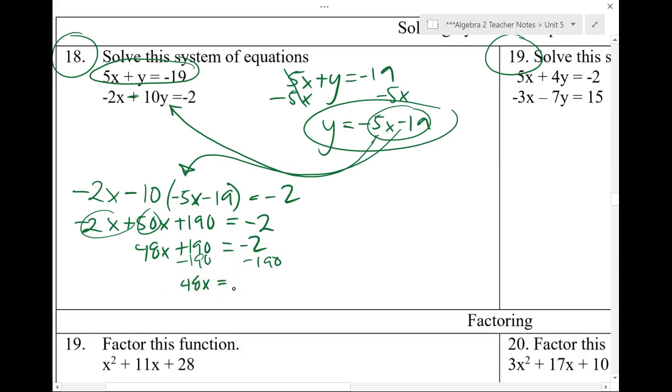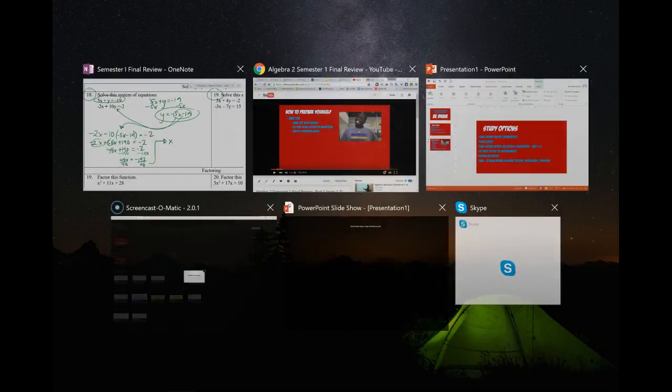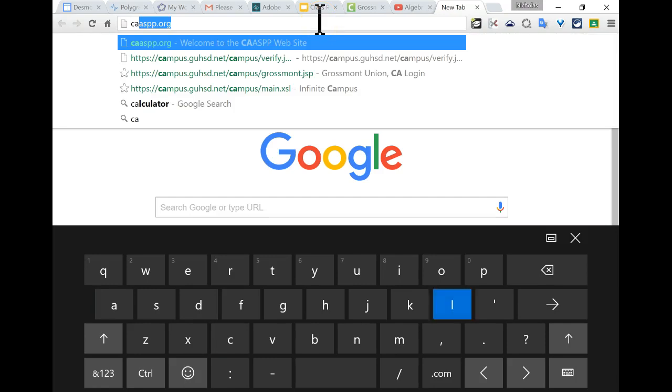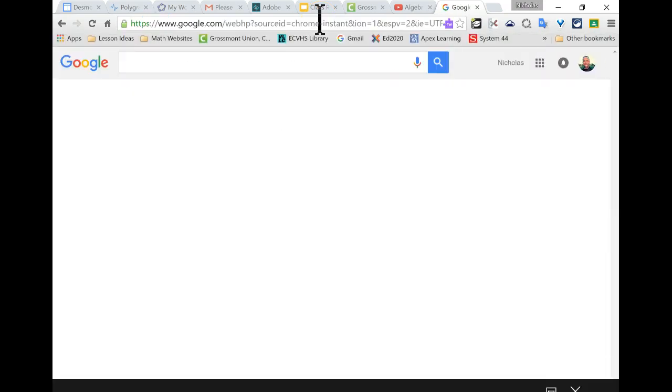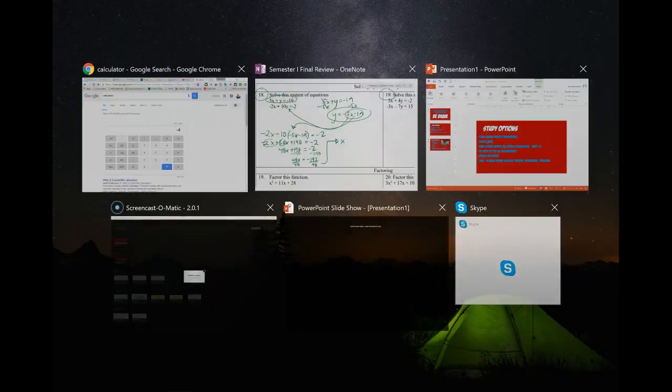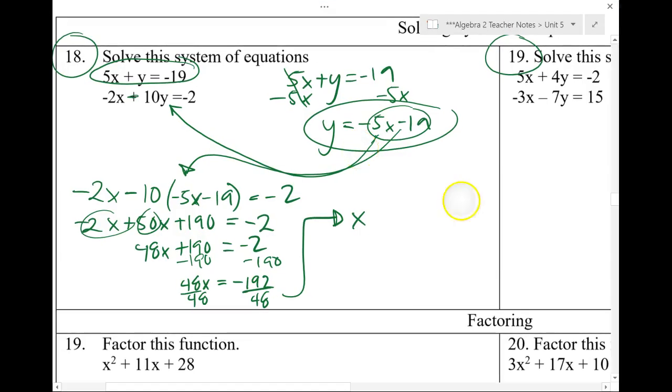Okay, so now we have negative 2 minus 190, which gives negative 192. Divide both sides by 48. Let me get out our calculator here. Negative 192 divided by 48 is negative 4. So x is equal to negative 4.